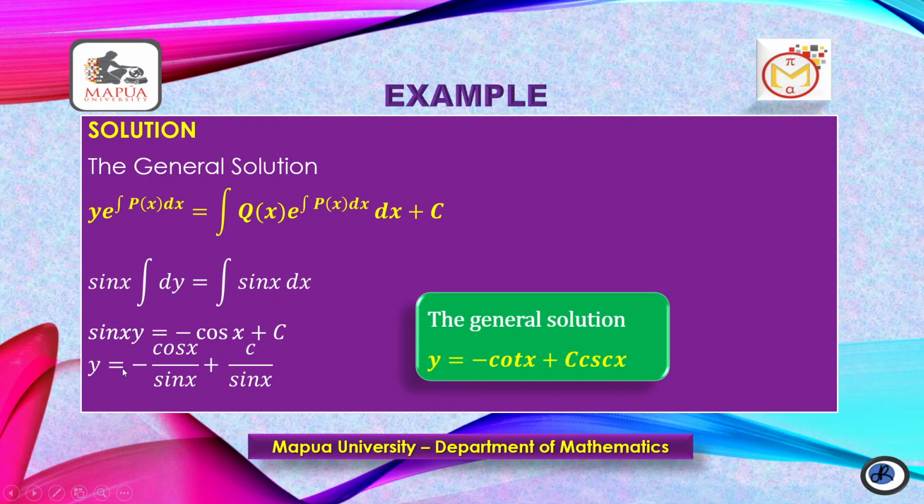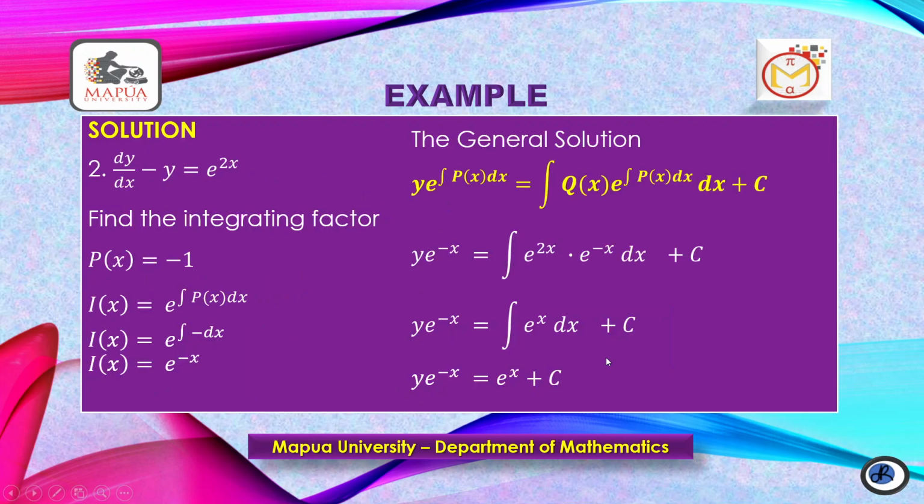From our basic identity, cosine x over sine x is cotangent. So we can express this as negative cotangent x. And 1 over sine is cosecant. So we can also express the general solution as y equal to negative cotangent x plus c cosecant x.